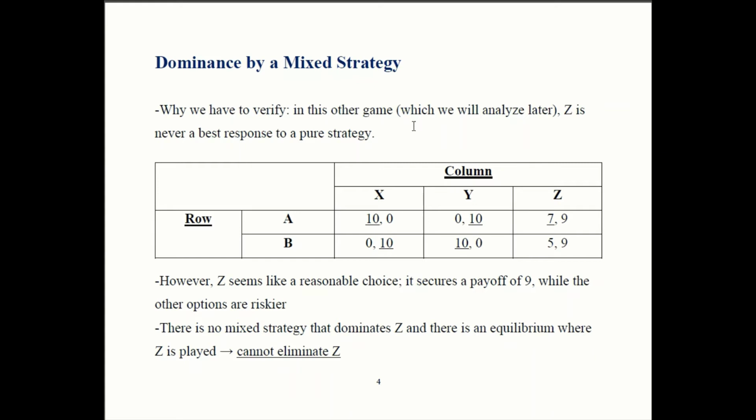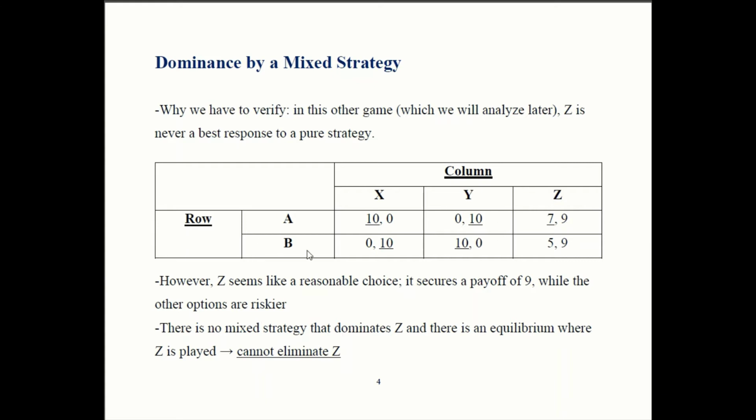So here's why I have to verify. I'll show you another game that we'll analyze in greater depth later on. So here we have row and column again, and here we have strategies A, B, X, Y, and Z. Let's do our best response. So if row is playing A, column wants to play Y because Y gets them 10, whereas X gets them just 0, and Z gets them 9.